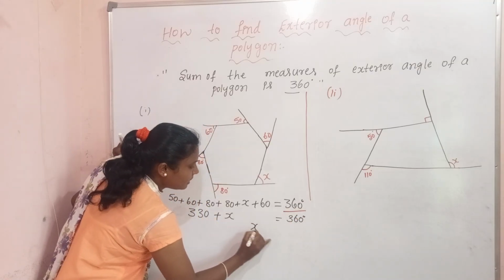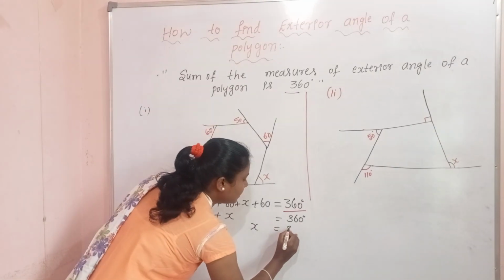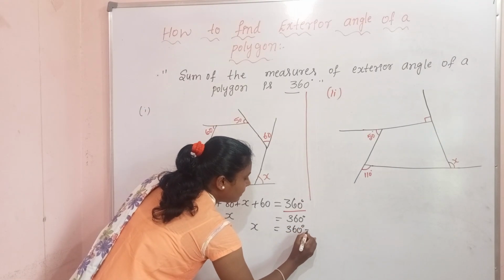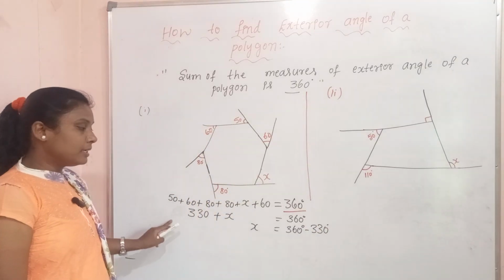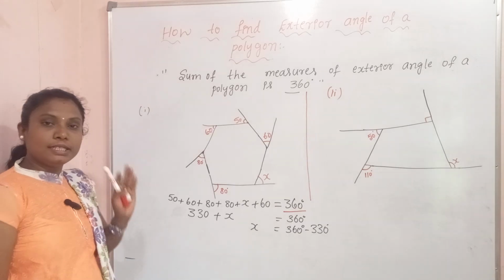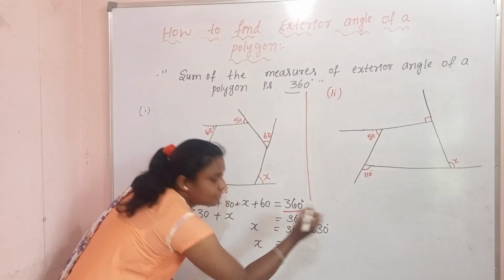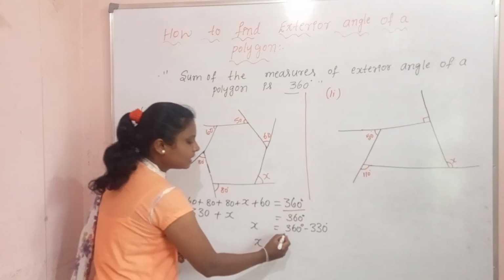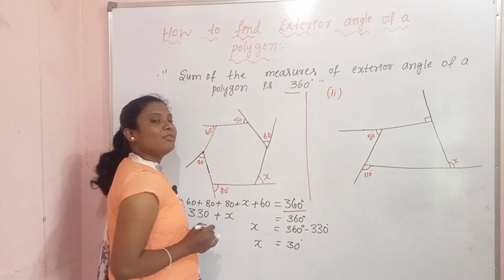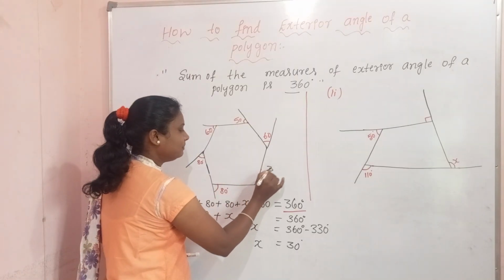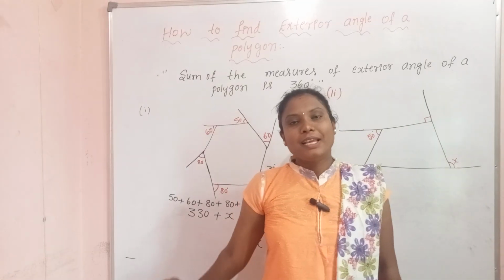Here x we keep as it is. Then 330 we have to shift to the right side. We get minus 330, because on the left side 330 has a plus sign, so when we move it to the right side it becomes a minus. 360 minus 330 gives 30 degrees. The value of x is 30 degrees. Like that we have to find the exterior angle of the hexagon.